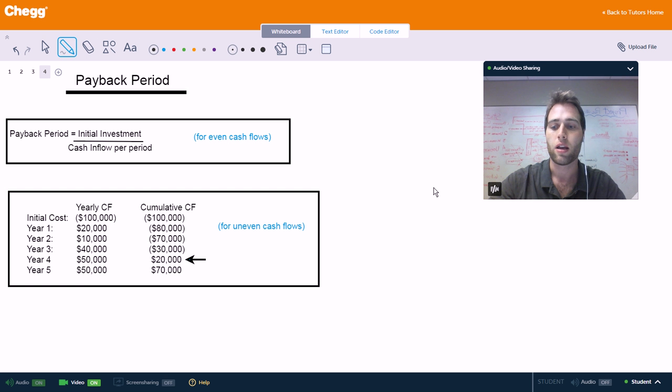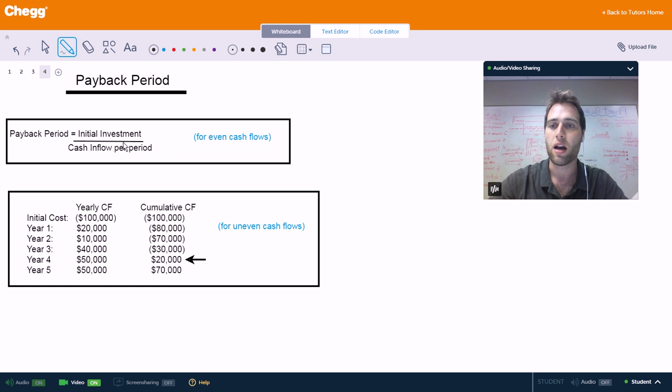For instance, if you make an $80,000 investment, that investment is going to pay $20,000 every year for the next 6 or 7 years. So you get $20,000 every year. That's an even cash flow. In that case, you can use a simple formula, which is your initial investment divided by the cash inflow per period. And like we just said, that's usually years, but it could be days or weeks or something like that, depending on what you're trying to figure out.